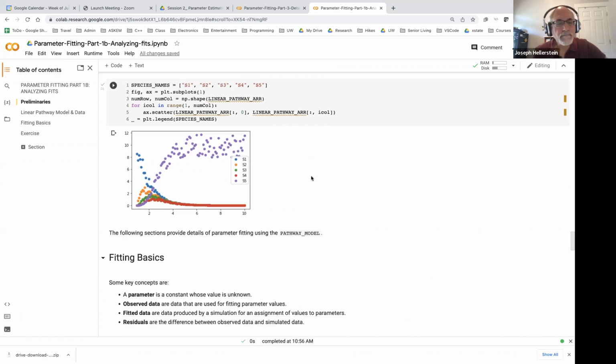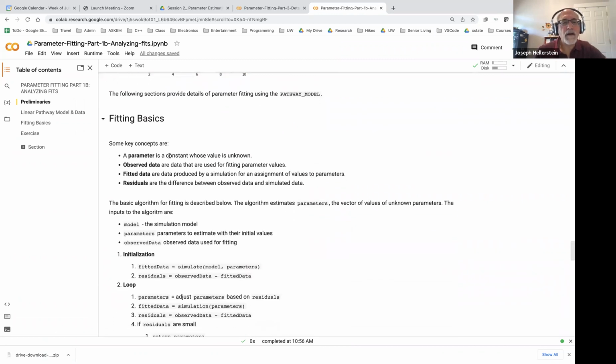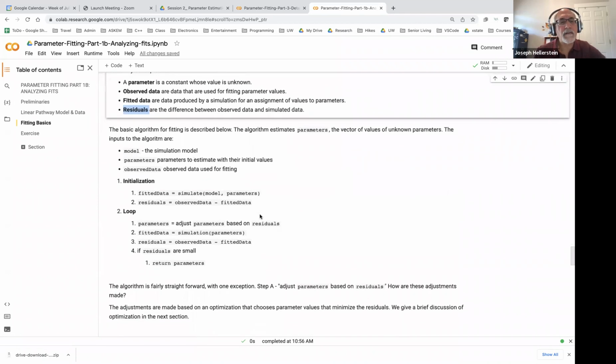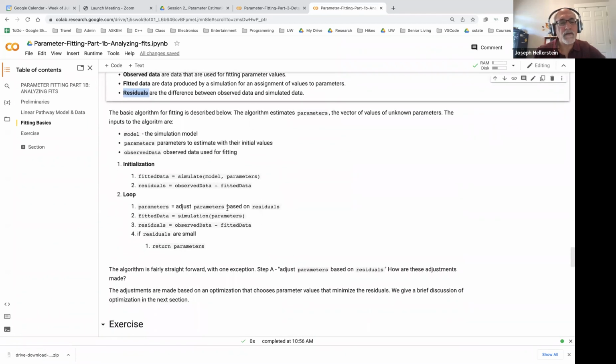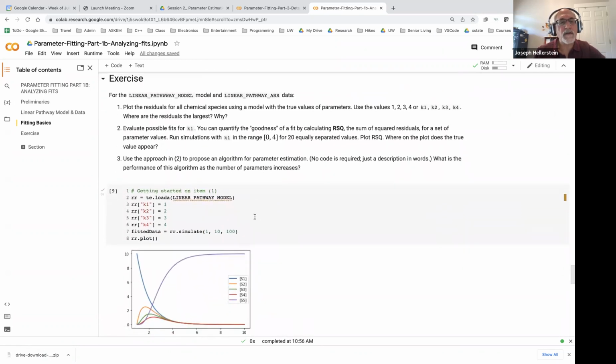Okay. All right, so the fitting basics, we've gone through this before to some degree. We've got parameters that we want to be able to estimate. We're going to get observational data. The fitted data are going to come from the model, and then we're going to calculate the residuals. The key thing I'm focusing on here is to give you a feeling about how you calculate residuals. This is the analogy of that same algorithm I had before. Let's go through this exercise so you get a feeling for how this can actually work.